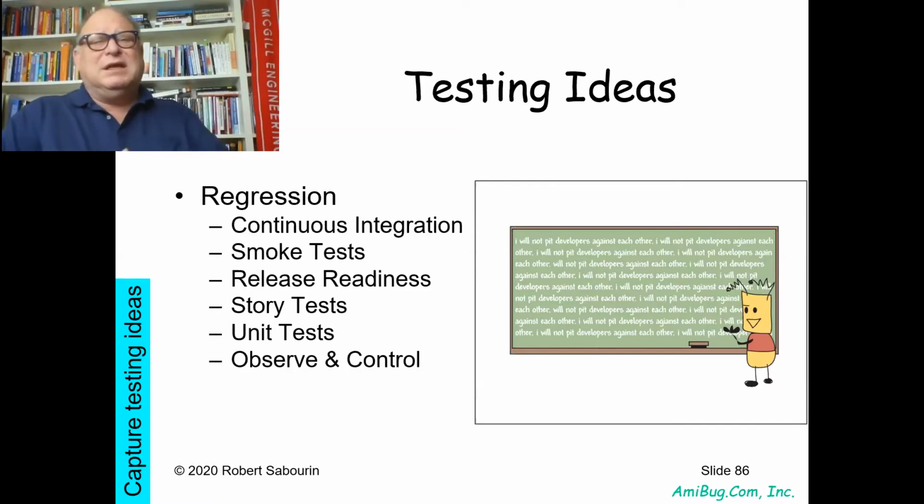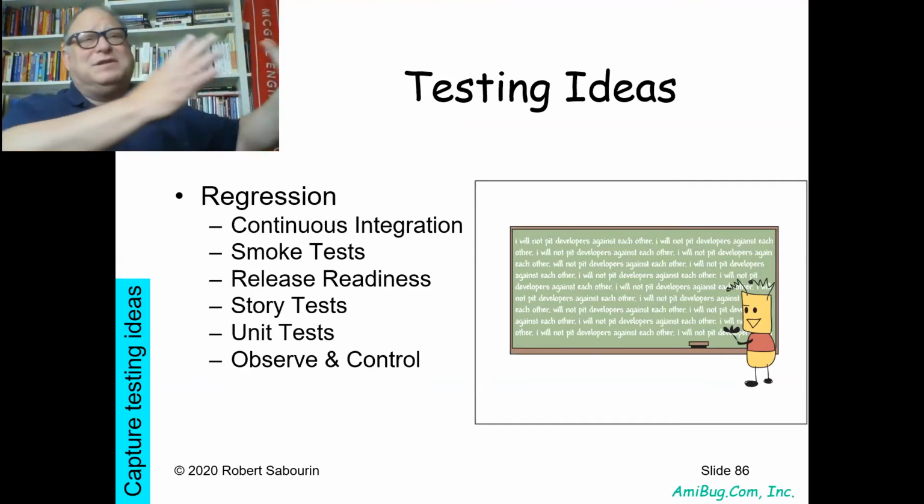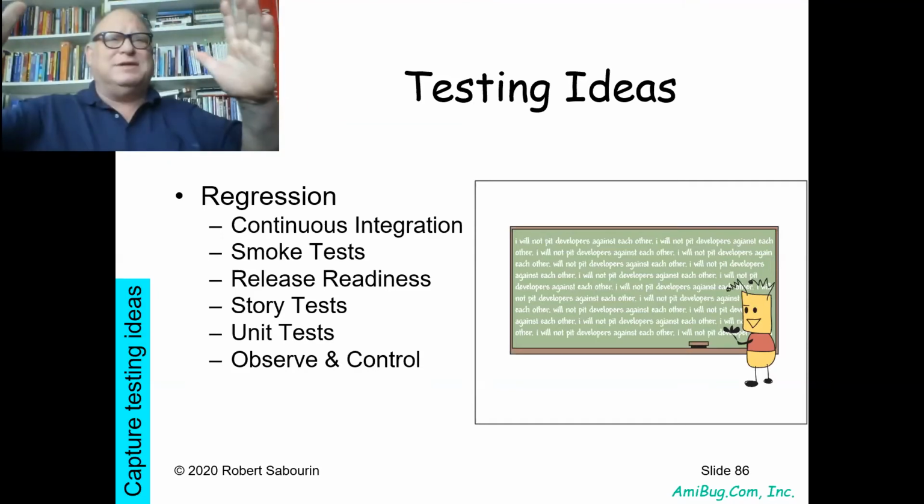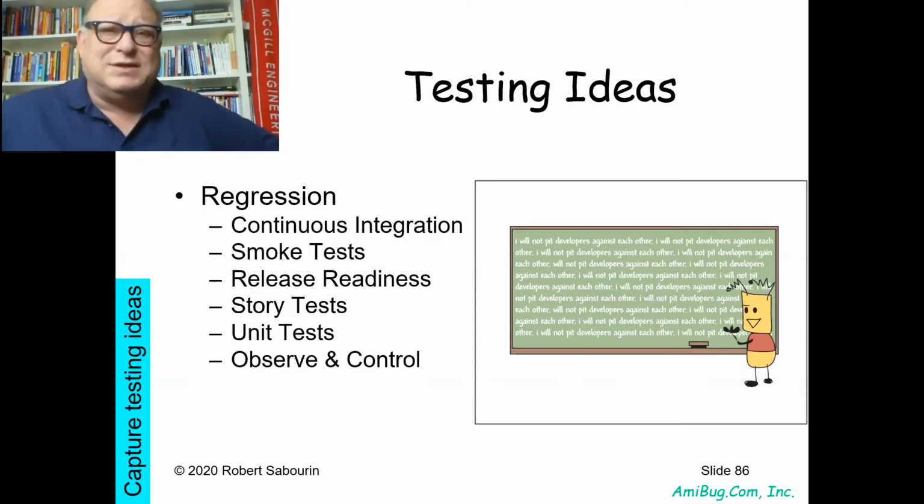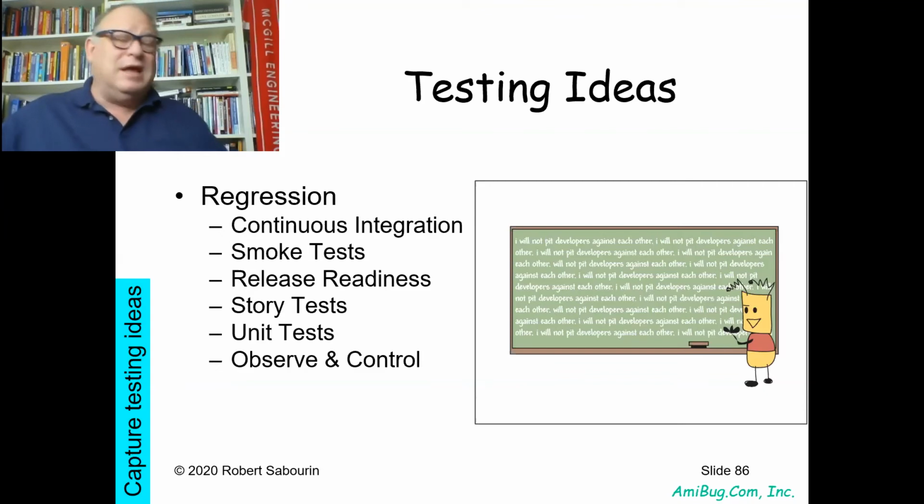Release readiness, is the release ready to go? Story tests, we might take every single or many of our transactional story tests and run them on each build to make sure that they still pass the acceptance criteria that was prescribed in the requirements. And we might take every single unit test we've ever done and repeat them over and over again. And there are companies that do this. They literally run hundreds of thousands of unit tests and tens of thousands of story tests on each and every build.